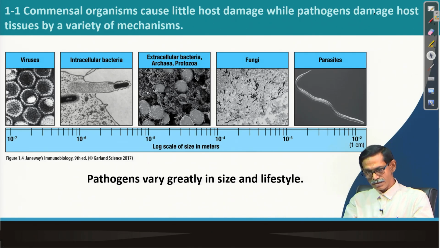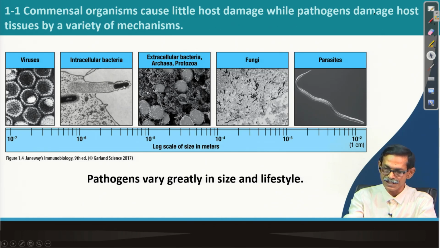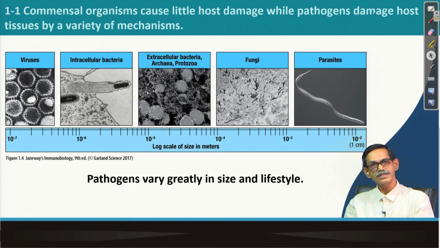So, I will just show you a few pictures before. The microbes vary greatly in size and lifestyle. Not only that, in their lifestyle, their nature, where they grow and how they stay also varies. Like viruses, all of you know they grow inside the cell. Bacteria may be inside or outside, right. Here in this picture you can see the bacteria Listeria, which is inside the cell, and some extracellular bacteria, archaea and protozoa normally stay outside the cell, along with fungi and the bigger parasites like ringworm or hookworm, the helminth group.